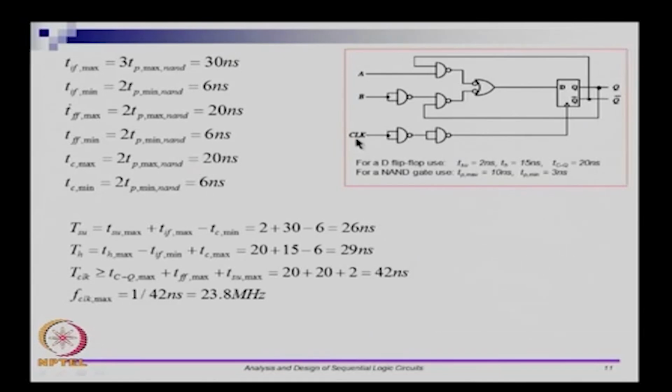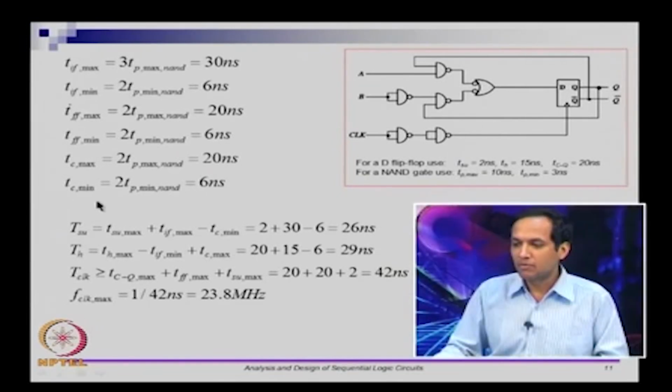Any change in CLK is going to take some time to appear as CK, and that happens to be two NAND gates in the path. For the NAND gates used, we say that TP max is 10 nanoseconds and TP min is 3 nanoseconds, which means the largest propagation delay is 10 nanoseconds and the smallest is 3 nanoseconds. So TC min is 2 times TP min of the NAND gate, so 2 times 3 is 6 nanoseconds, and TC max is 2 times TP max of the NAND gate, that is 2 times 10, which is 20 nanoseconds.